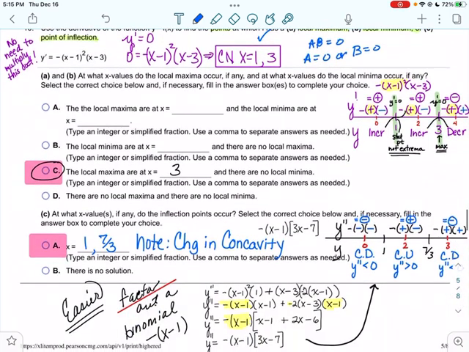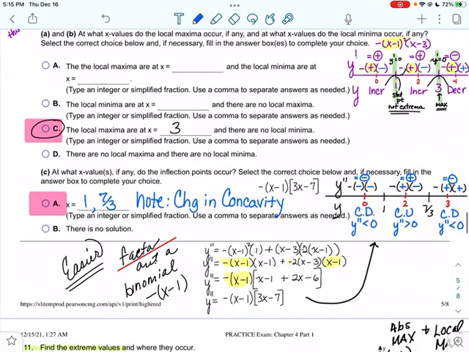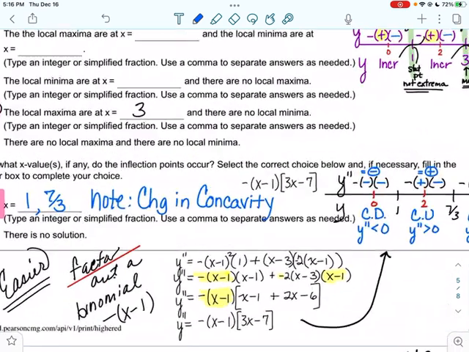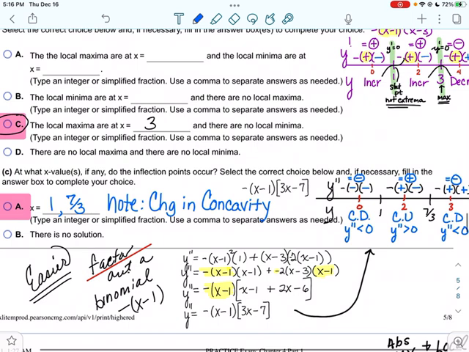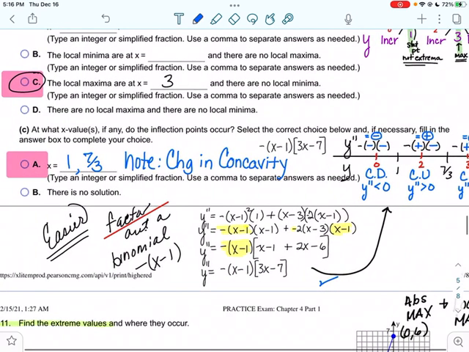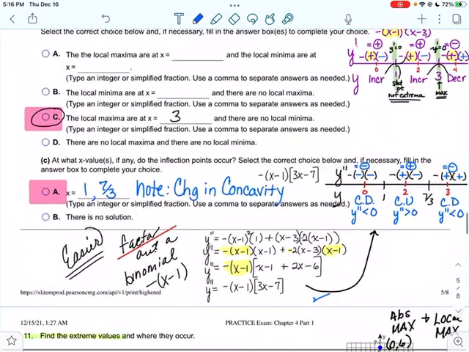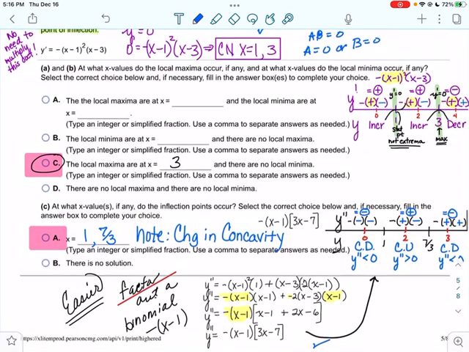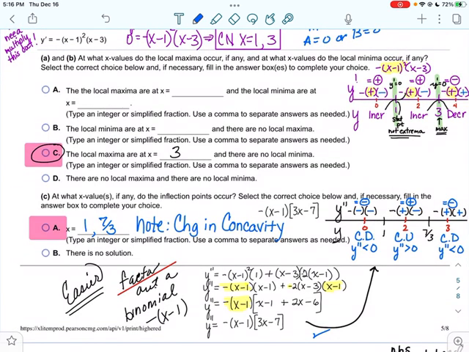The second question asks at what values of x, if any, do the inflection points occur? Select the correct choice below. Now, what I did is a little side work for this. Notice that when I took the second derivative, I didn't multiply things out. All I did is I said, let's use the product rule with this. Let me bring it down a little lower so you can see the function there. In the upper left-hand corner, you have the function.